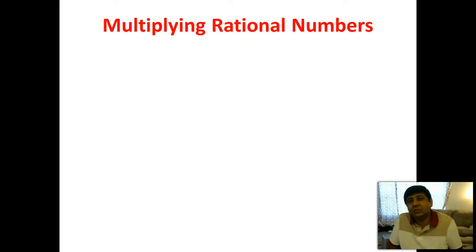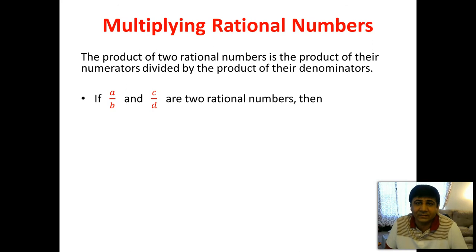Now let's move on to some easy stuff here. Suppose you want to multiply two rational numbers. It's as easy as it seems. You will multiply the numerator with the numerator, and the denominator with the denominator. So if you have two numbers, symbolically speaking, a over b and c over d, if you want to multiply them, it will be a times c over b times d, and then you bring it down to the lowest terms.